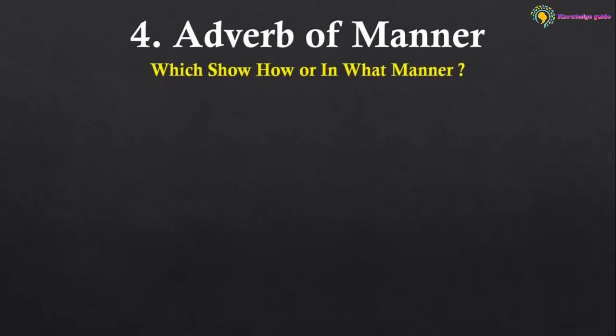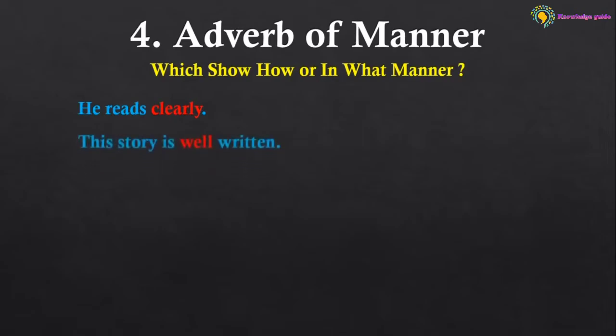So which shows how or in what manner. This kind of adverb is going to tell us about the manner of state of the sentence. He reads clearly. Here the word clearly is showing the manner of a person that he reads. Okay, so the word clearly is an adverb of manner.